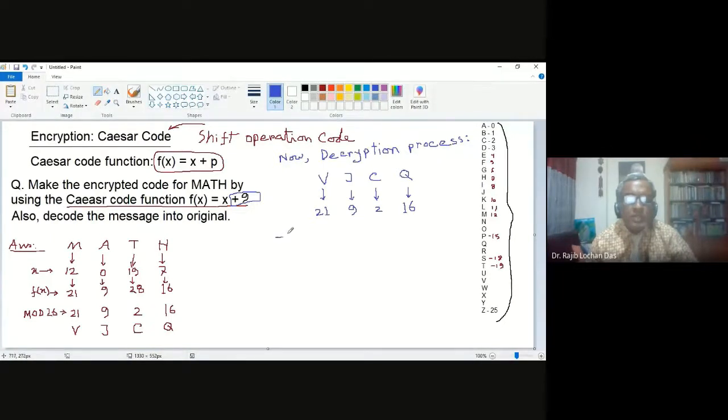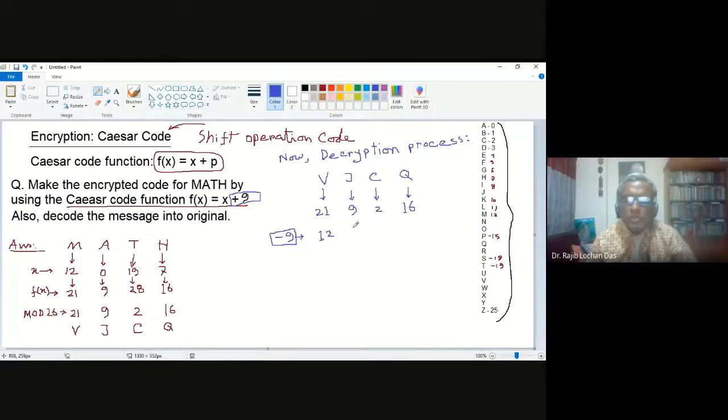Originally it was plus 9. That is why we are using minus 9. If the original calculation is plus, then this time we will do minus. So if you do minus 9 from 21, it will be 12. It is very simple, everyone can understand it is 12.